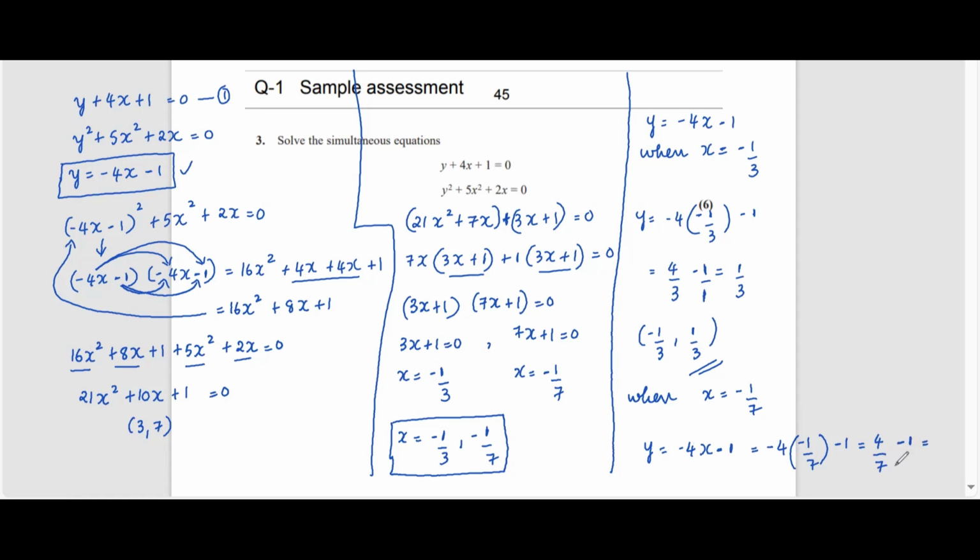If you want, you can simply put this in a calculator. You will get the answer as -3/7. So when x = -1/7, your y value is -3/7. This will be your second coordinate. So this will be the first coordinate and the second coordinate.